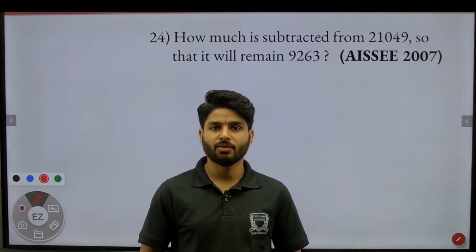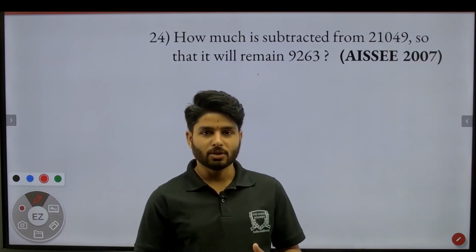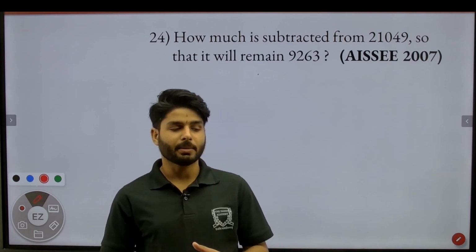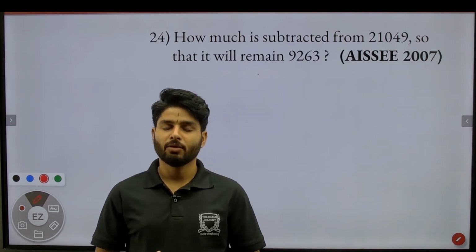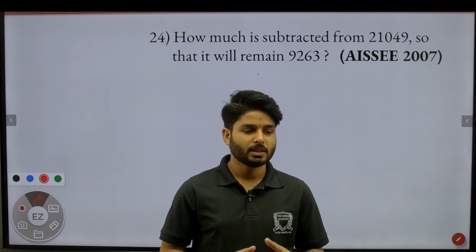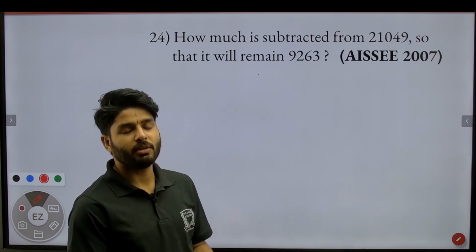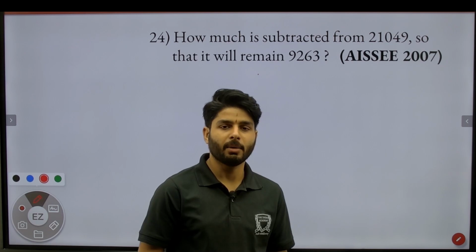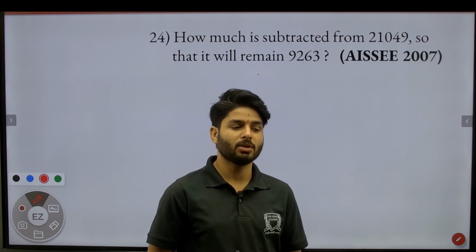Here is question number 24. How much is subtracted from 21,049 so that it will remain 9,263? हमें subtract करना है कोई number 21,049 में से, ताकि हमारा जो आंसर है वो बचे 9,263.